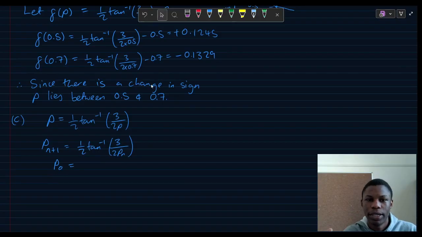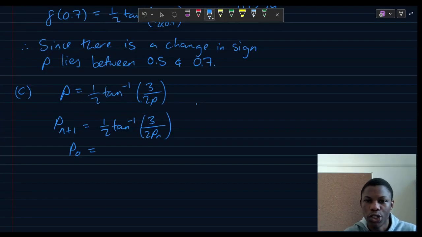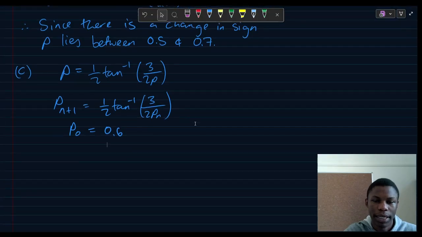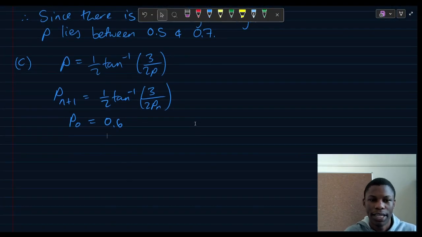But to be honest, you can use 0.5 or 0.7. It just might take a little longer for your sequence to converge. So in this case, I'm going to use 0.6. But again, 0.5 and 0.7 would work just as well. Okay, if you pick a value that's too far out, your sequence may never converge, or it may converge to some other solution. So just be careful with that. Just make sure that it's close enough.